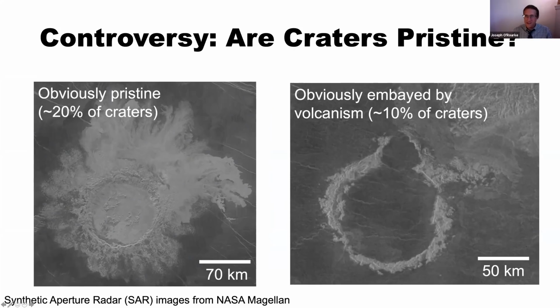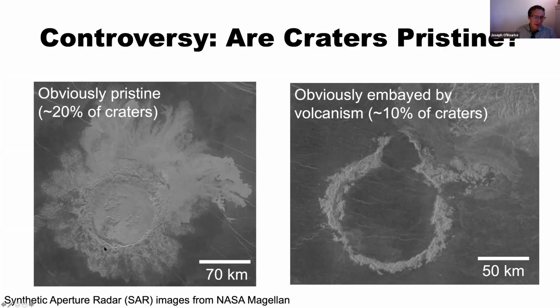And it turns out there's a huge controversy about how many craters on the surface of Venus are pristine. So on the left, we have a crater that everyone agrees is pristine. And this is imaged with synthetic aperture radar, so it looks different than a visible image. You can think that bright areas on this radar image are rough areas, and the dark areas are smoother, just as a heuristic.